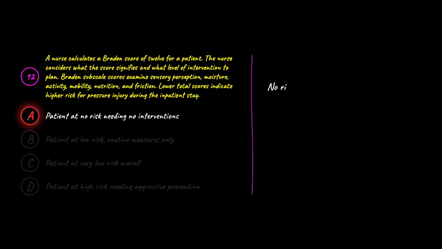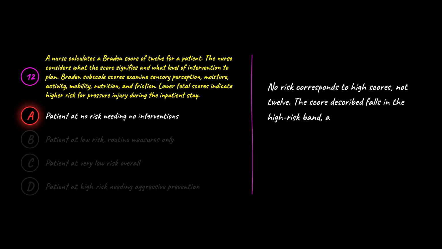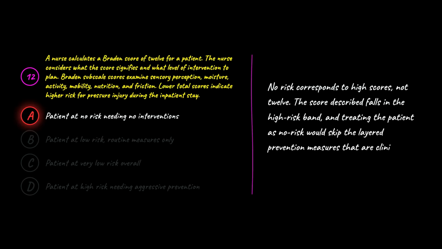A is wrong because no risk corresponds to high scores, not 12. The score described falls in the high risk band, and treating the patient as no risk would skip the layered prevention measures that are clinically required here.